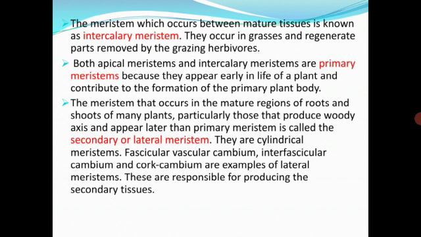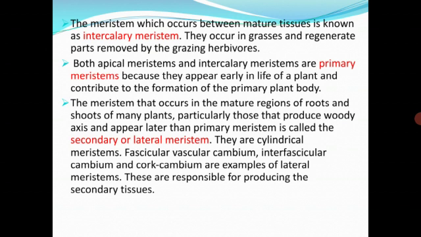Both apical meristem and intercalary meristem are primary meristems because they appear early in the life of a plant and contribute to the formation of the primary plant body. The meristem that occurs in the mature regions of the roots and shoots of many plants, particularly those that produce a woody axis, and appears later than primary meristem, is called the secondary or lateral meristem. These are cylindrical meristems.